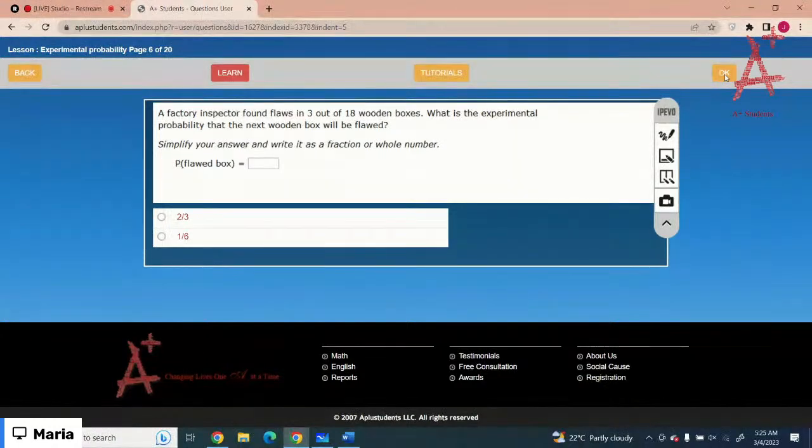A factory inspector found flaws in 3 out of 18 wooden boxes. What is the experimental probability that the next wooden box will be flawed? So, the correct option is 3 over 18. Got it? And when you simplify it, it is 1 over 6. Got it? The probability is 1 over 6.